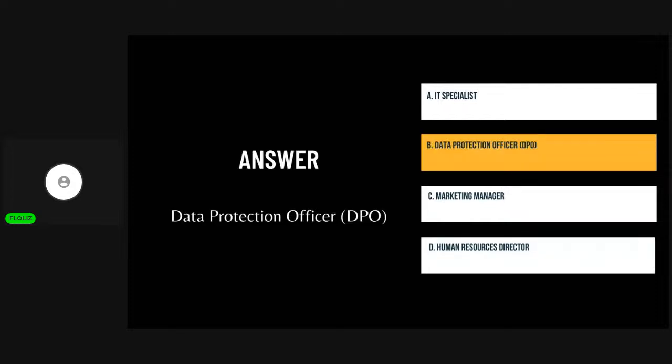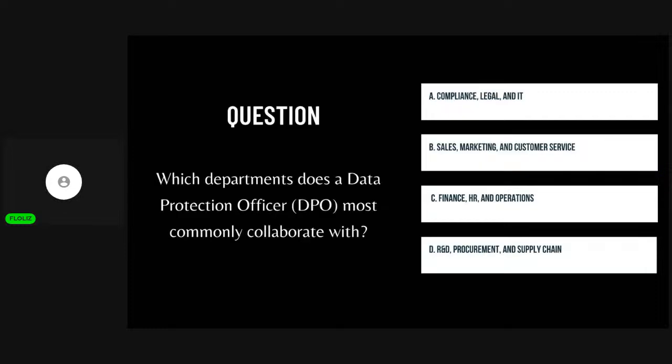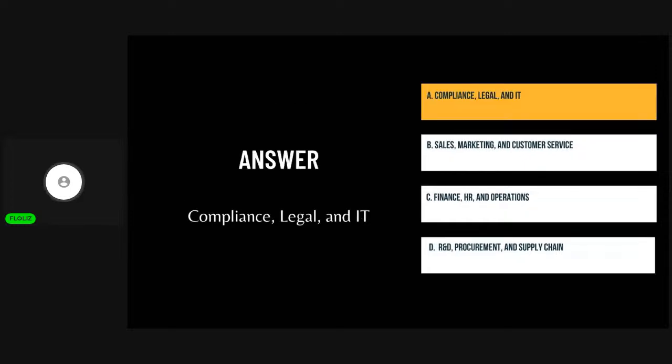Thank you very much. So the next question is, which department does a data protection officer, the DPO, most commonly collaborate with? We have option A, option B, option C, and D. Okay, we have option A. Let's see how true it is. It's true. Compliance, legal, and IT.